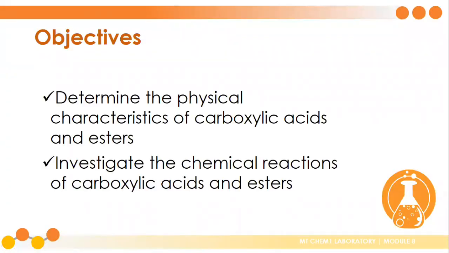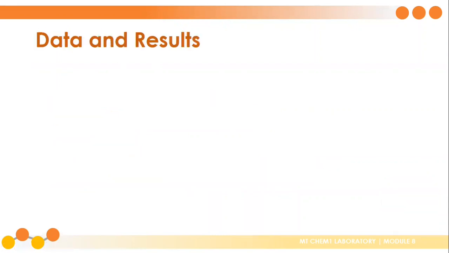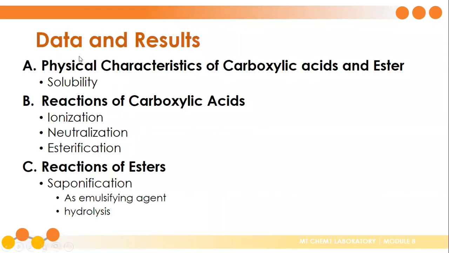So your objective for the experiment was to determine the physical characteristics of carboxylic acids and esters and to investigate their chemical reactions. For the data and results to be discussed today, we will be discussing the results for the physical characteristics of carboxylic acids and esters, specifically their solubility. And then for the reactions of carboxylic acids, you tested them for their ionization, neutralization, and for esterification. And then under esters, we will be talking about the results for saponification, soap as an emulsifying agent, and of course the hydrolysis of soap.